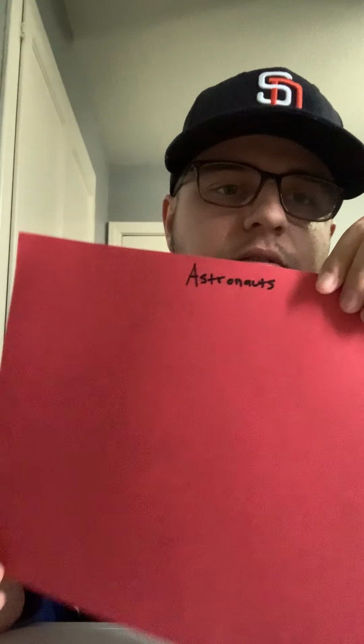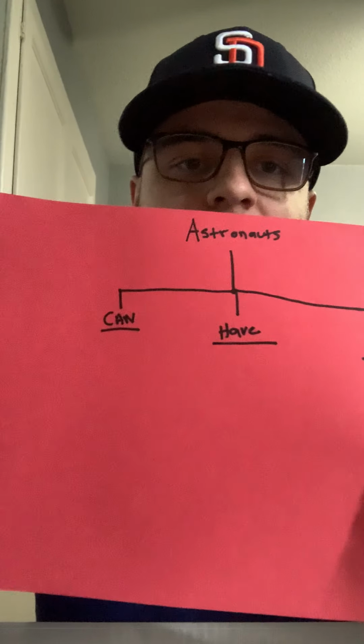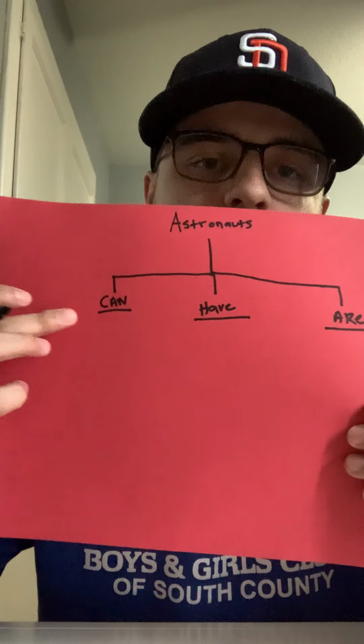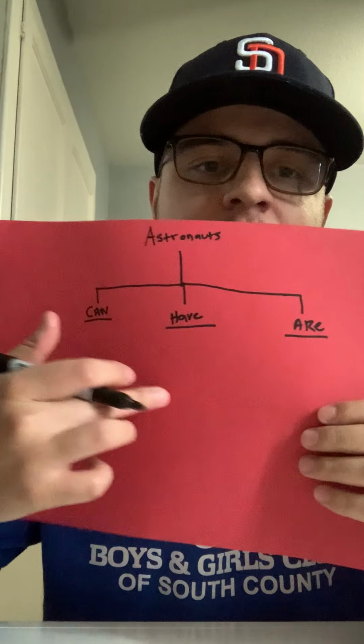As you can see, we're titled simply astronauts on the top of our paper. So now we're going to make a graph that has three sections for the can section, have section, and are section. There we go. We made a graph with three bars. We have our can section, our have section, and the are section. So now we're going to do about three different ones for each. So let's get started.